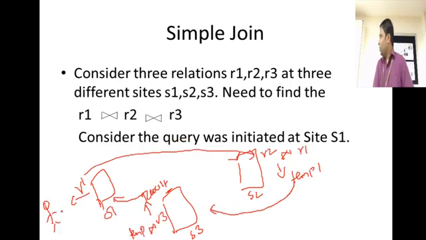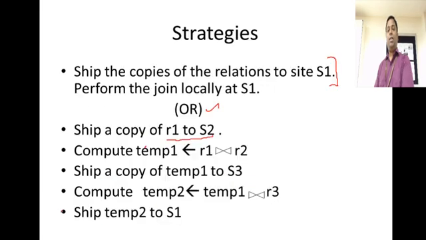So why are we focused on site S1? Because that's where the query originated. So you have to send the results to site S1. So this is another strategy. But what are the disadvantages of this strategy? When I join two tables and ship, it will become a bigger table, right? Again, when I join three tables and ship, that will be a bigger problem.